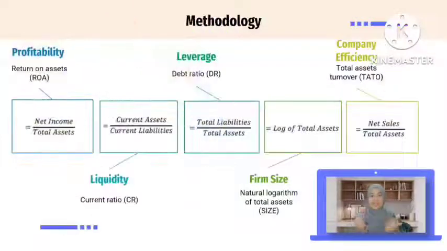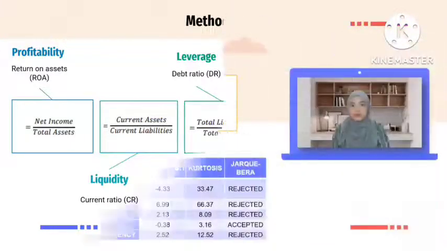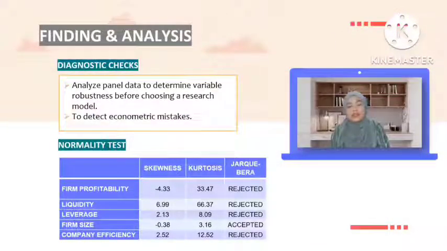Next, I am exposing to you the process of variables. For finding an analysis, the diagnostic test is to analyze the panel data to determine the variable robustness before choosing a research model and to detect the econometric mistakes. Now let's move on to the normality test.